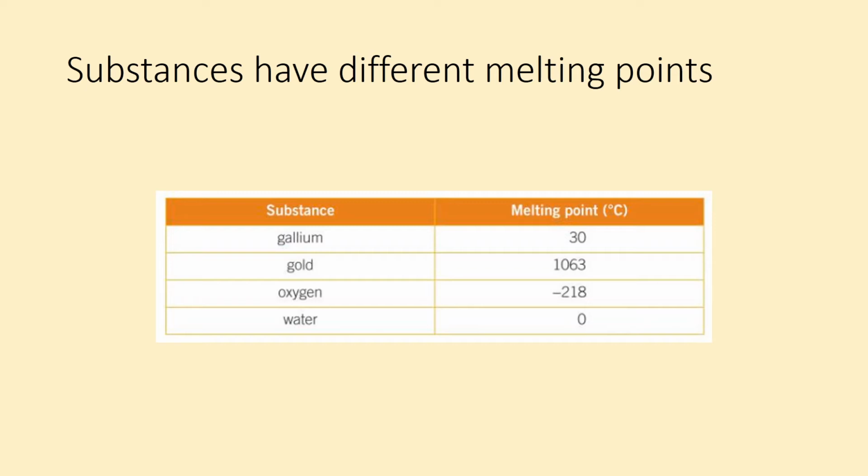You've got a table here with 4 different substances, and the table's showing you their melting point. So gallium is a metal and its melting point is 30 degrees C, which means if you put a lump of solid gallium on your hand, it will start to melt on your hand. Next substance you've got is gold, which you know is a metal.